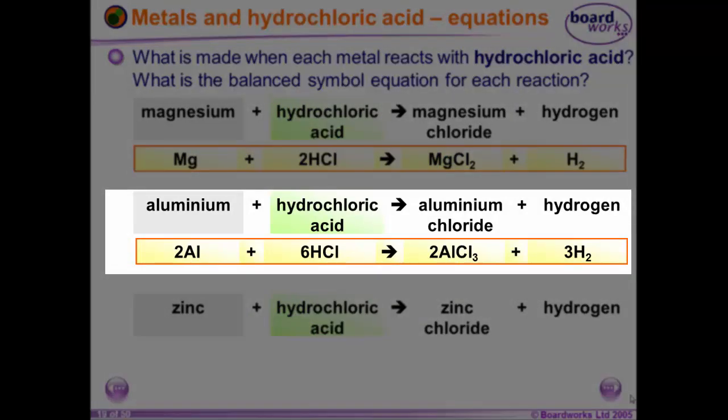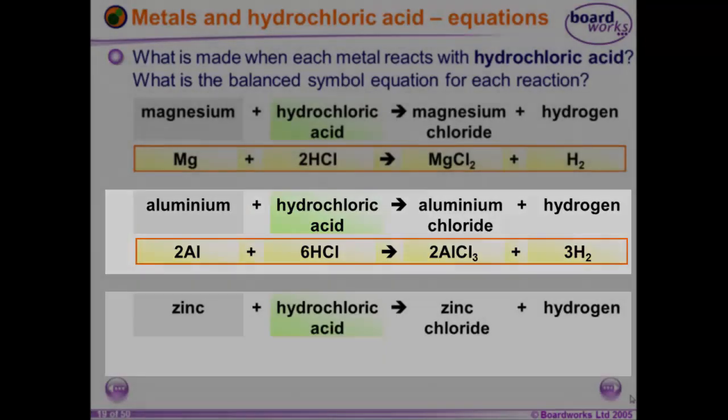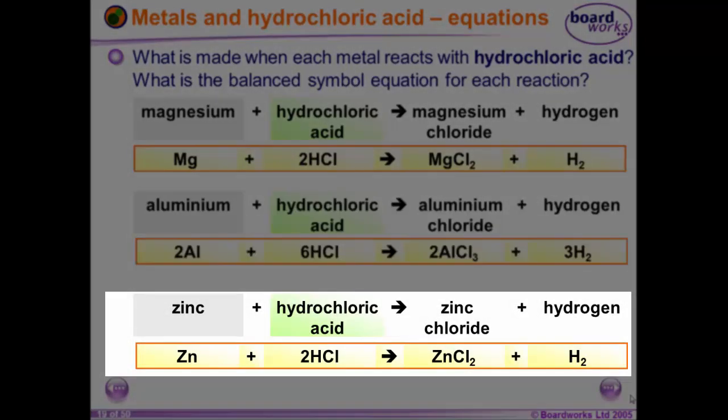This is more complicated. You have 2 aluminiums and 6 HCl produces 2 lots of AlCl3 and 3 lots of H2. Zn plus 2HCl makes ZnCl2 and H2.